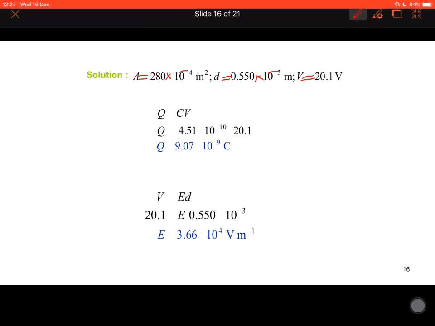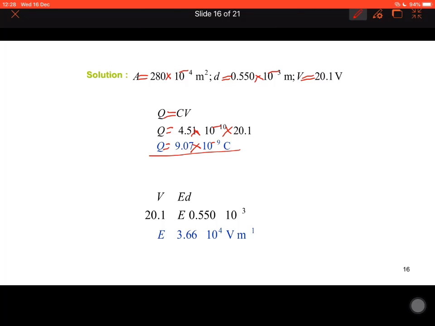Because this is for a capacitor without dielectric, we can straight away use Q equals CV and substitute in the value that we have got for the capacitance, that is 4.51 times 10 to the power of negative 10, times 20.1, and this is the answer that we will get, that is 9.07 times 10 to the power of negative 9 coulomb. And the next question is about the electric field strength produced in this capacitor.